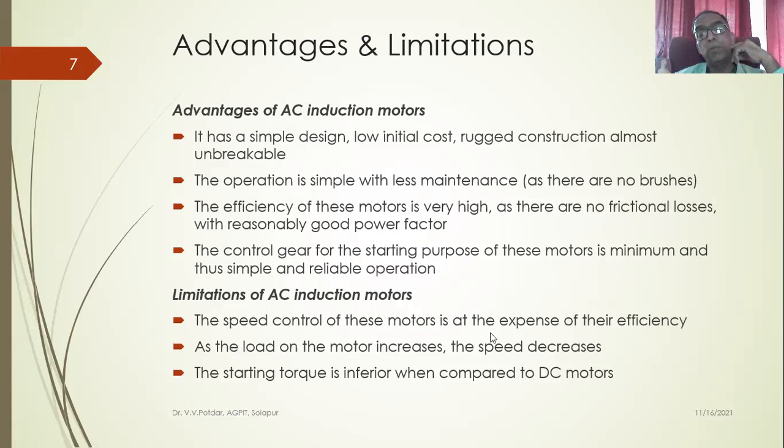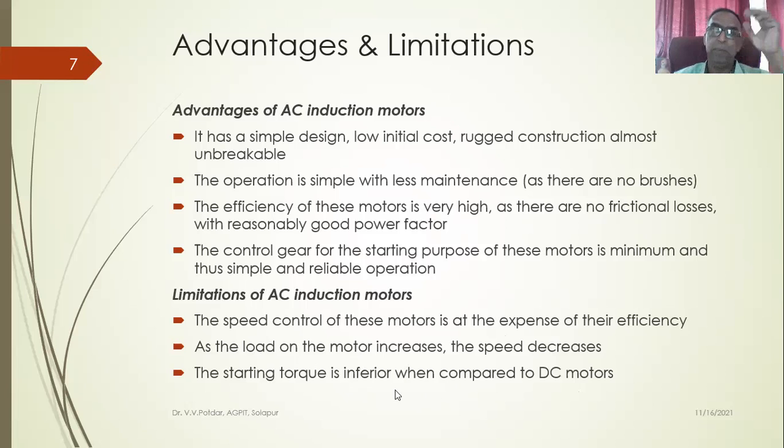The speed control of these motors is at the expense of its efficiency. The speed control करायला गेले तर त्याची efficiency कमी होणार. As the load on the motor increases, म्हणजेच काय load म्हणजे काय? Torque on the motor. As the load torque on the motor increases, speed decreases. The starting torque is inferior when compared to DC motors. So this is a major limitation.